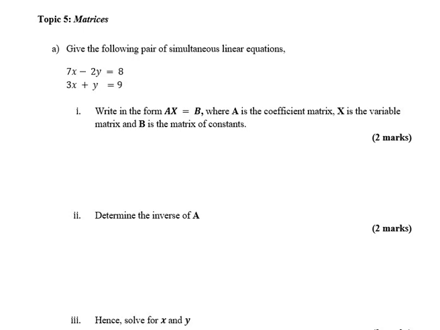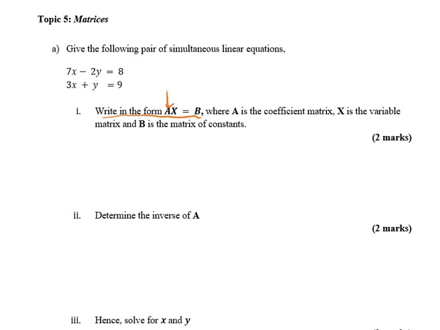Alright, so we're using a matrix method in order to solve these two simultaneous linear equations. So the first thing is that they want us to write in the form of AX equal B, where A is the coefficient matrix, X the variable matrix, and B the matrix of constants. So the first matrix is the coefficient matrix.